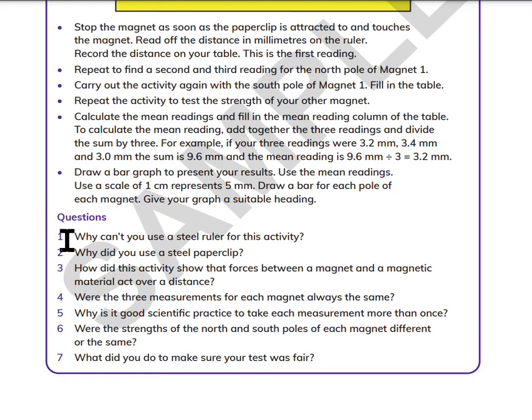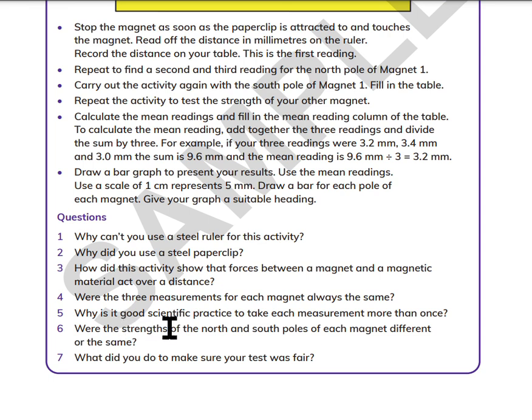Questions. Why can't you use a steel ruler for this activity? Why did you use a steel paperclip? How did this activity show that forces between a magnet and a magnetic material act over a distance? Were the 3 measurements for each magnet always the same? Why is it good scientific practice to take each measurement more than once?